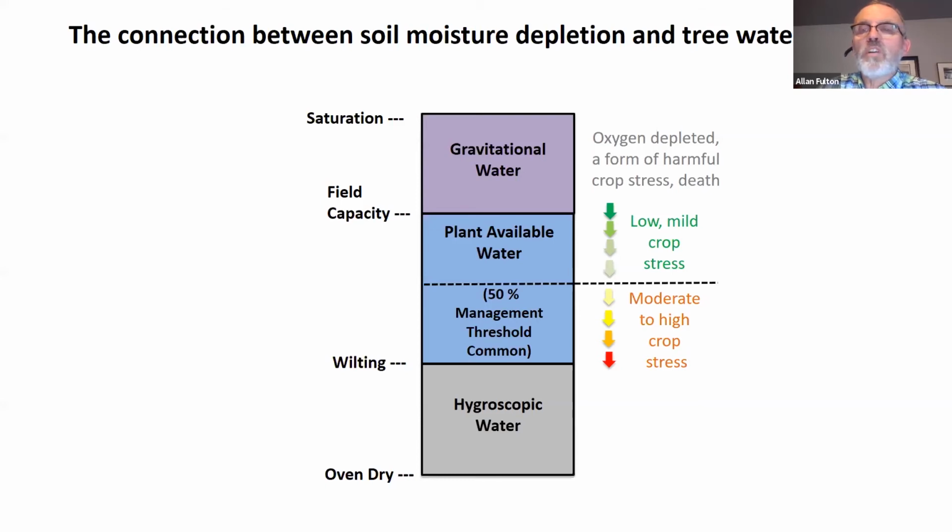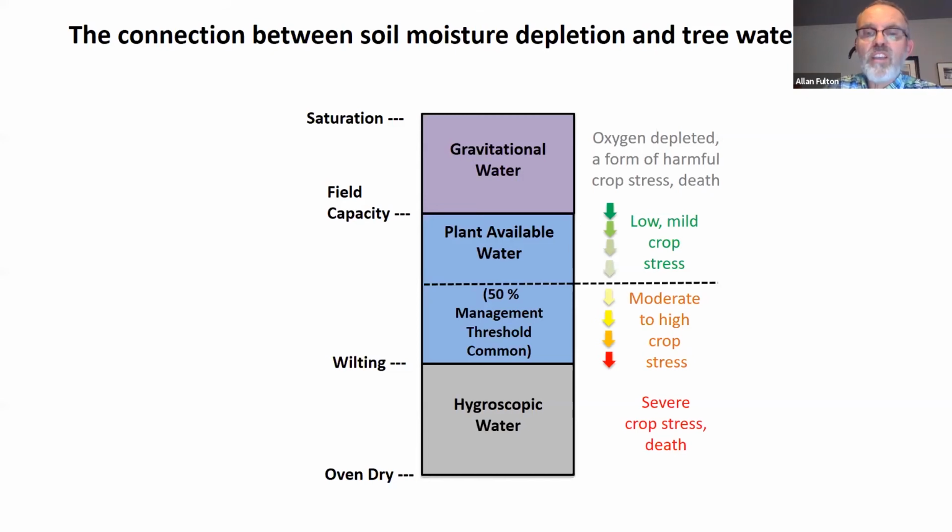Within that plant available water, we seek to define a management threshold or a management allowable depletion to help us make decisions about irrigation management, especially when we are trying to apply water budgets or soil moisture measurement of soil moisture depletion with sensors.